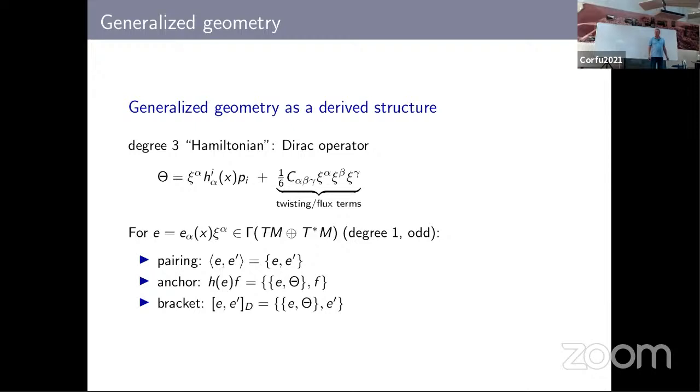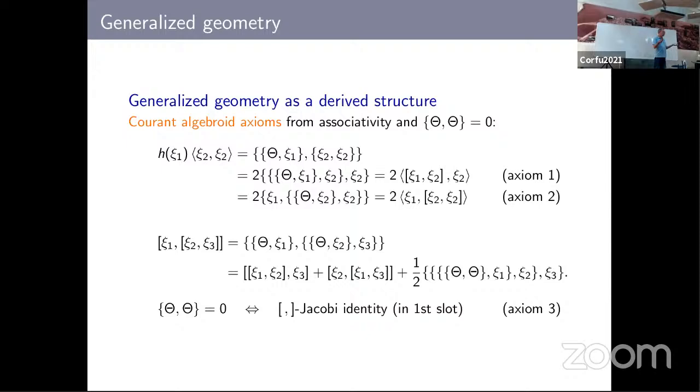And then for the degree 1 objects, you can get from the Poisson bracket the natural pairing. From the double Poisson bracket, you can get the anchor map. And from a formula that just looks like the one by Cartan, you get the bracket, which is the Dorfman bracket. We introduce these three structures, and then the axioms of a Courant algebroid simply follow from graded associativity of a graded geometry. With the three axioms that I've shown you before, in this computation I'm just using associativity, and I'm using that the Dirac operator has zero Poisson bracket with itself.